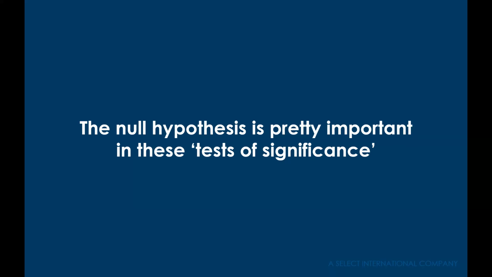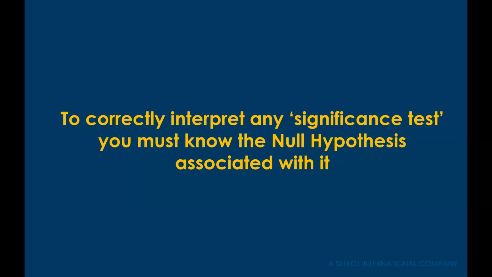So the null hypothesis is pretty important in these tests of significance, and I've put this in gold because it is the golden rule. To correctly interpret any significance test, you must know the null hypothesis associated with it. People think that p-values are about finding effects. They're not. They're about accepting or rejecting null hypotheses. So to know how to interpret a test, you must know what the null hypothesis associated with it is.